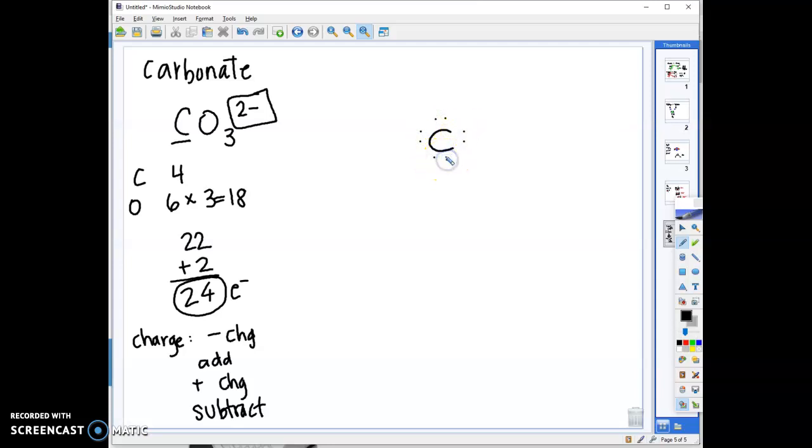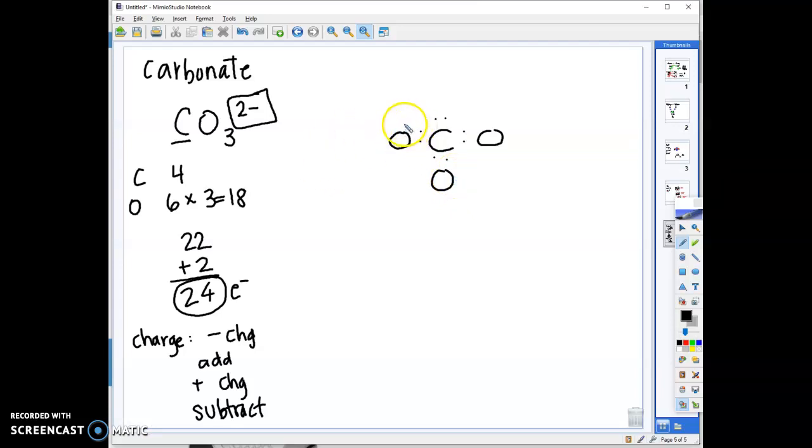So I'm going to come in here and add my 4 pairs of electrons to make carbon happy. Okay, I'm going to put my oxygens on here, and it really doesn't matter where you put the oxygens since there's only 3 of them. I like to put mine in this arrangement here, kind of a T shape, but that's completely up to you. Okay, it really doesn't matter where you put those.